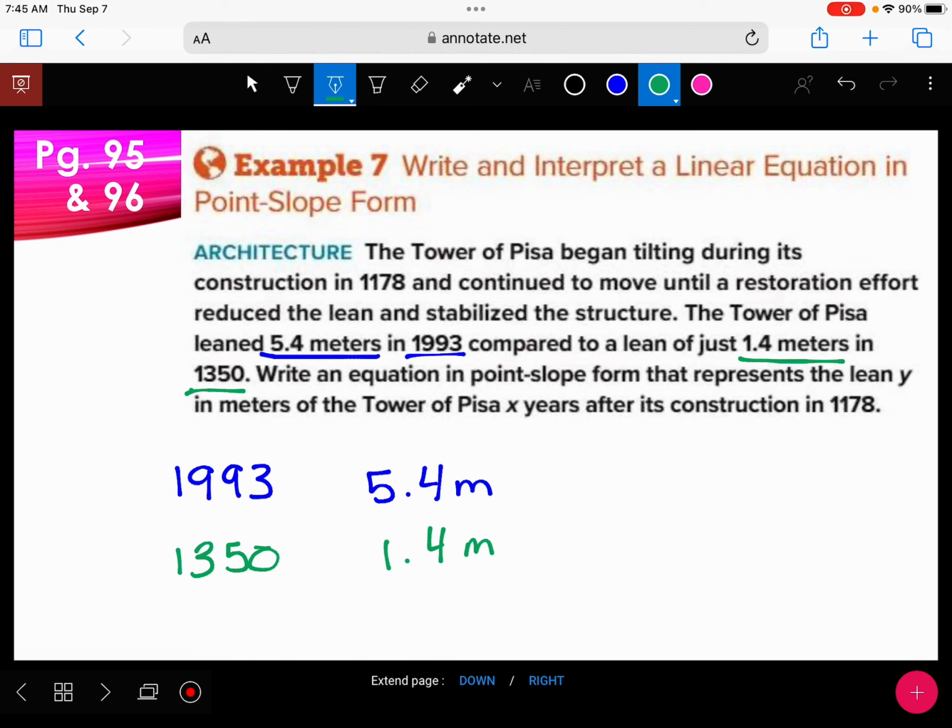So what we're going to do is write an equation for the lean of the Tower of Pisa. When we're looking at data, and we have years and meters as our 2 units, which one's x? Years. Units of time are always your x, if they are an option. So we have an x and a y, which means, oh look, I have an ordered pair here, and an ordered pair here.